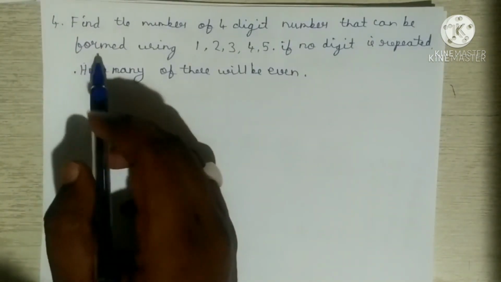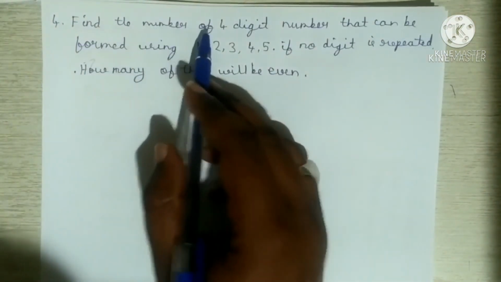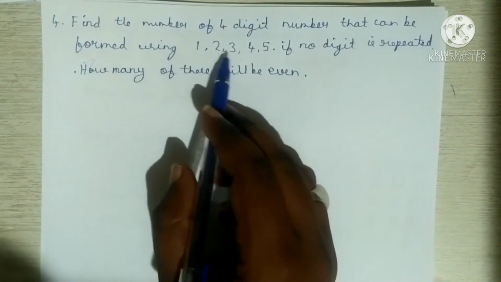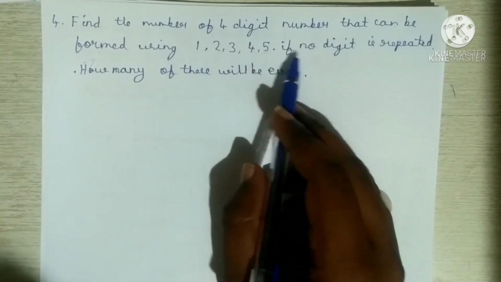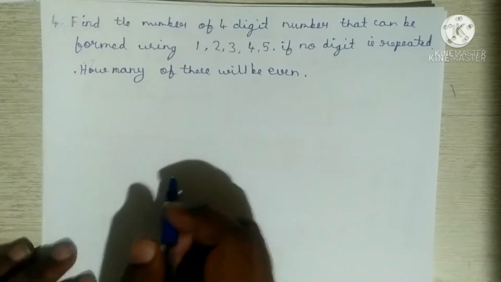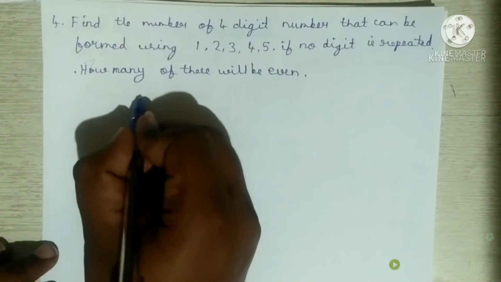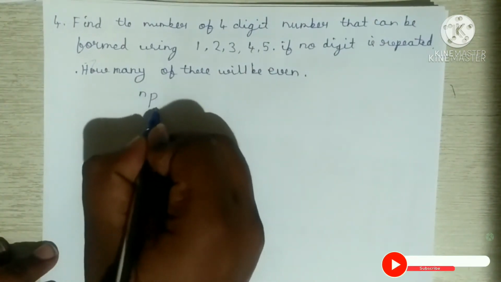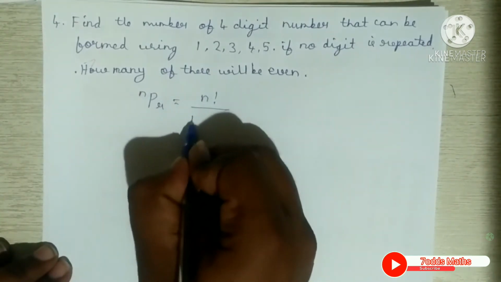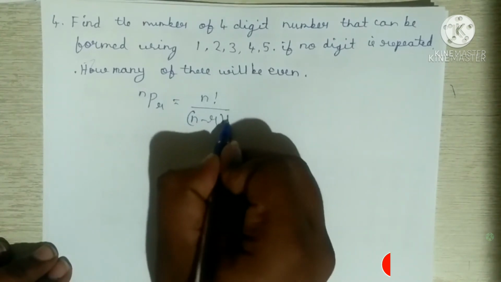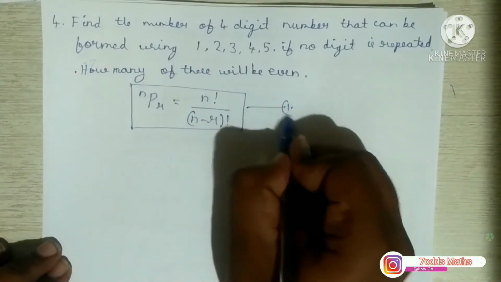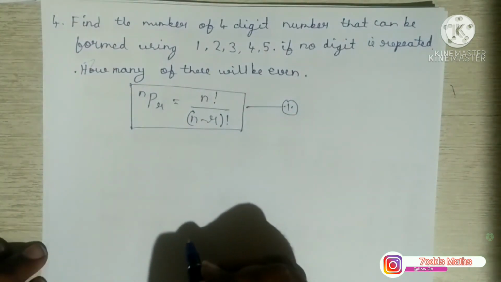Now next we'll go with the fourth question. Find the number of 4-digit numbers that can be formed using 1, 2, 3, 4, 5 if no digit is repeated. How many of these will be even? If no digit is repeated, we need to use the permutation formula. nPr is n factorial by n minus r factorial. This is the main permutation formula. Let this formula be equation number 1.